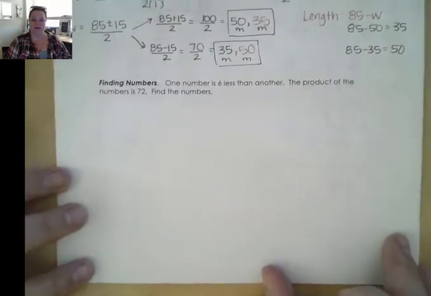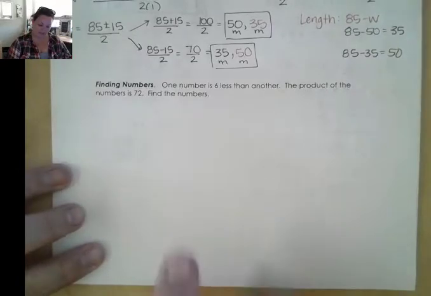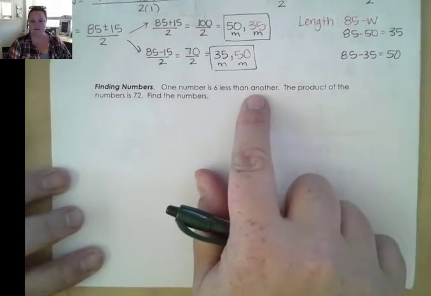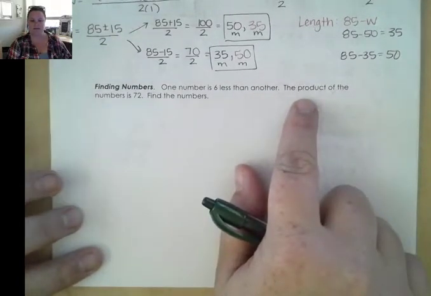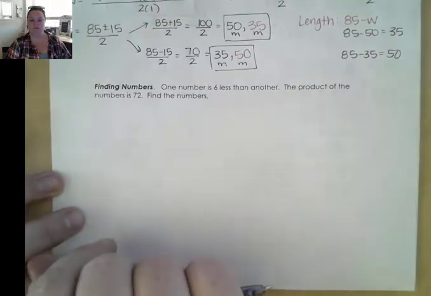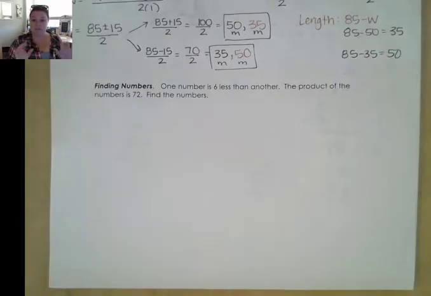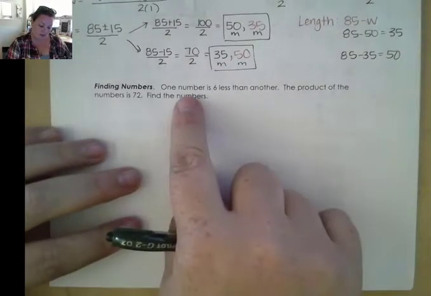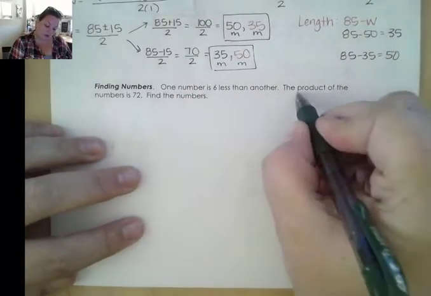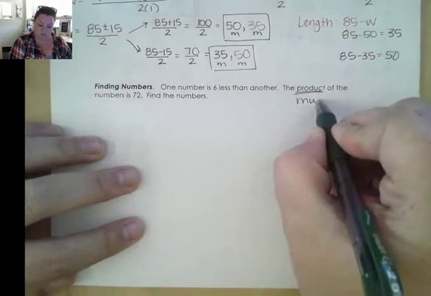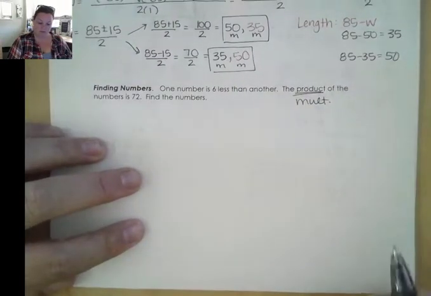This one, we're finding numbers. It says one number is 6 less than the other number. The product of the numbers is 72. Find the numbers. Okay. Now, it doesn't specify if our numbers are positive or negative, so it could be that we get more than one answer and more than one pairing of numbers that satisfies this. Okay. So all we know is the product. Product means we're multiplying, right? So we multiply our two numbers.